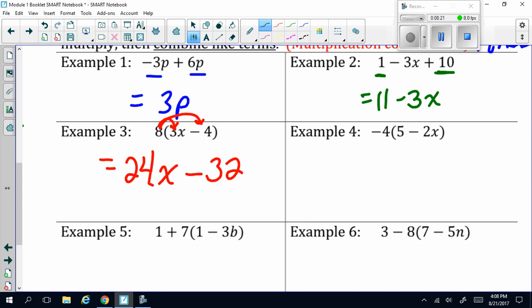Example 4. Again, distribution. Again, I know it's distribution because I have my number, -4, right next to my parentheses. That's multiplication. That's how I know I need to distribute. So I'm going to go -4 times 5 is -20. And -4 times -2x. Negative times a negative is positive. 4 times 2 is 8x.